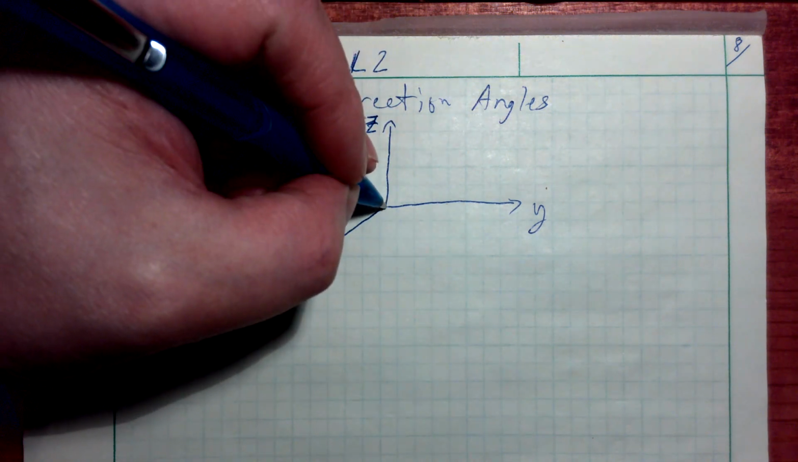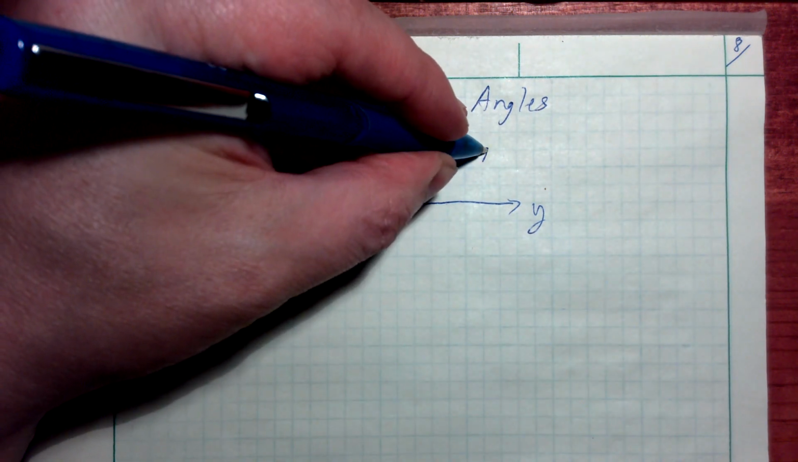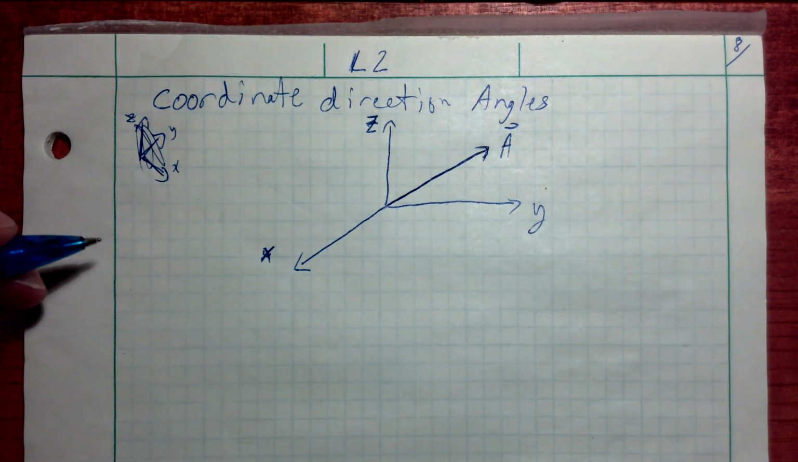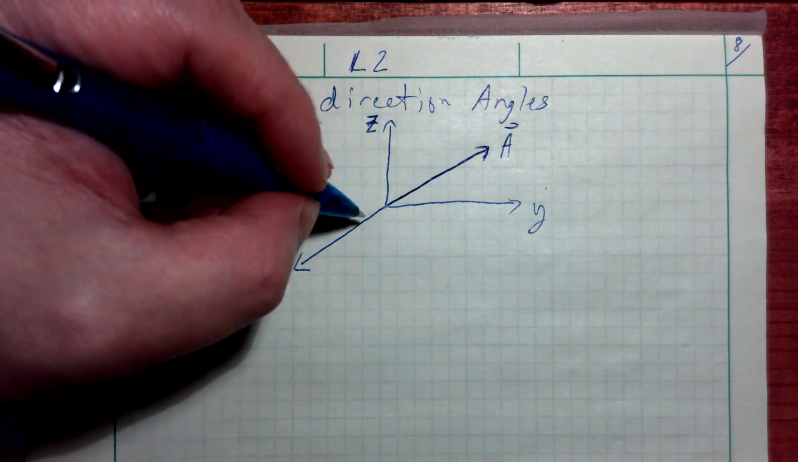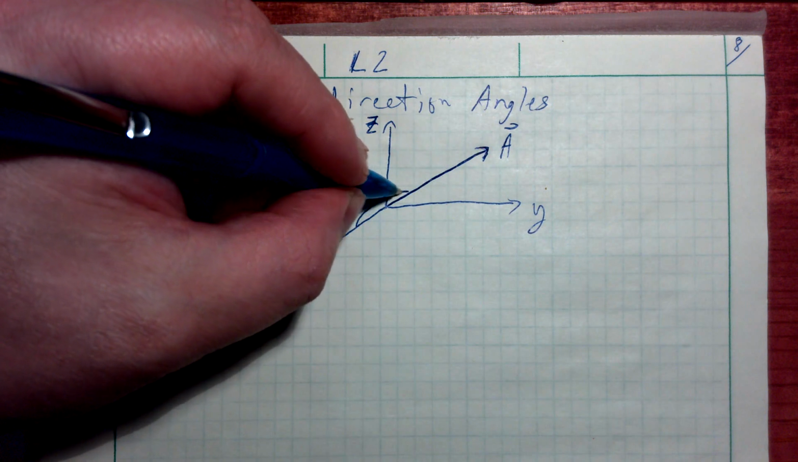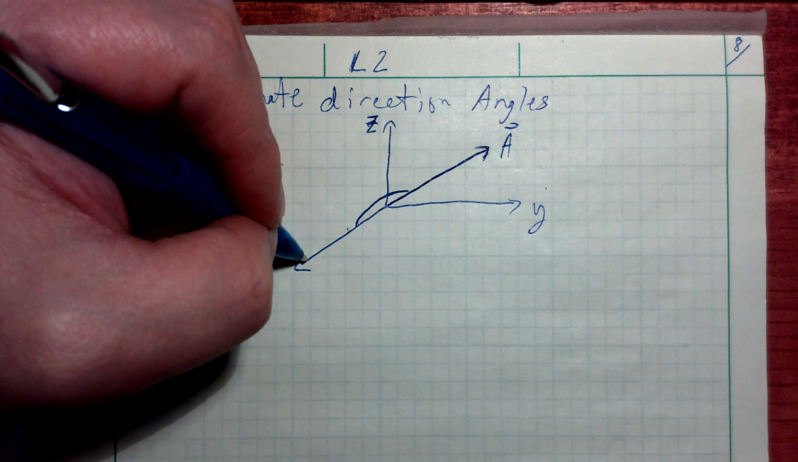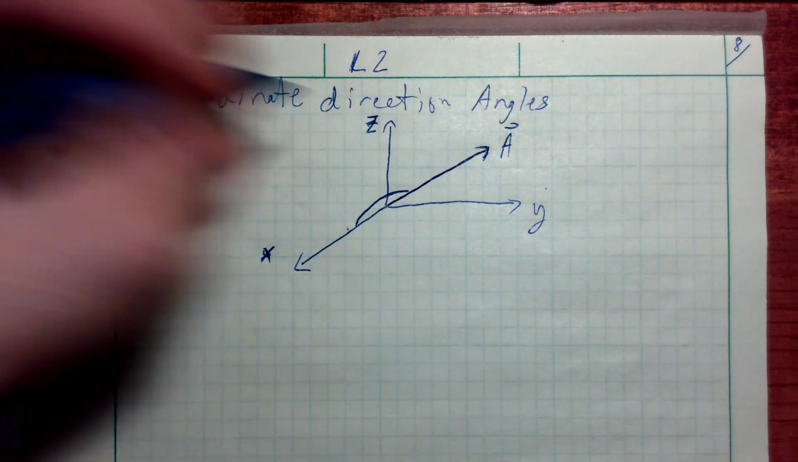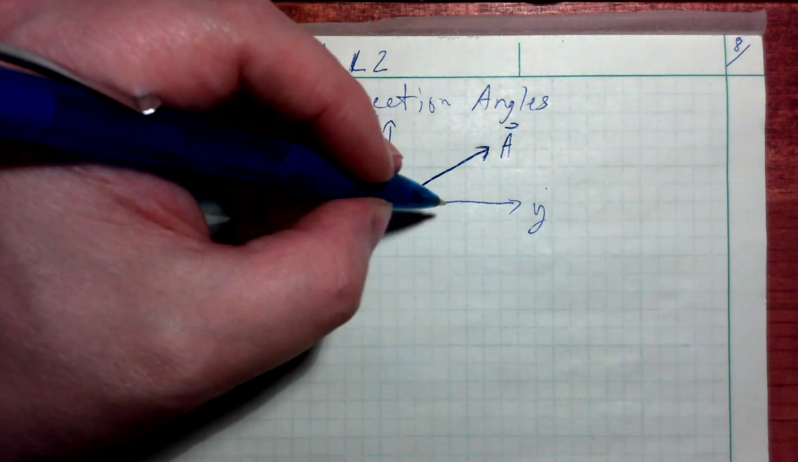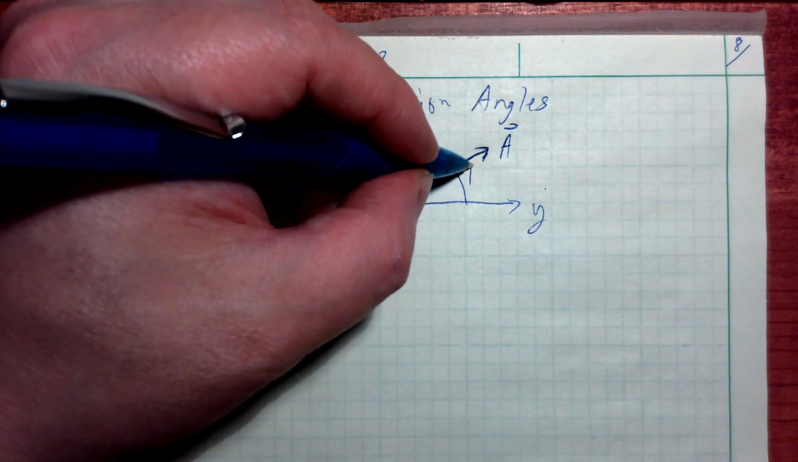Let's continue on. Let's say I've got some random vector A coming off the origin out here. Some vector A. A way we can describe this vector is by the angles formed by the positive axes out to this vector. And so the angle measured from the positive x-axis to vector A, we would call that the alpha angle. The angle measured from y to the A vector is the beta angle.